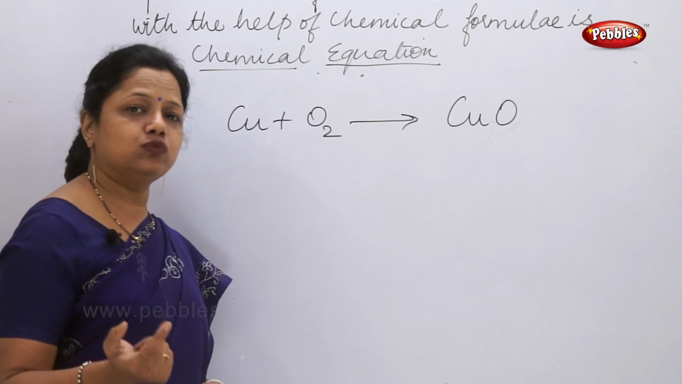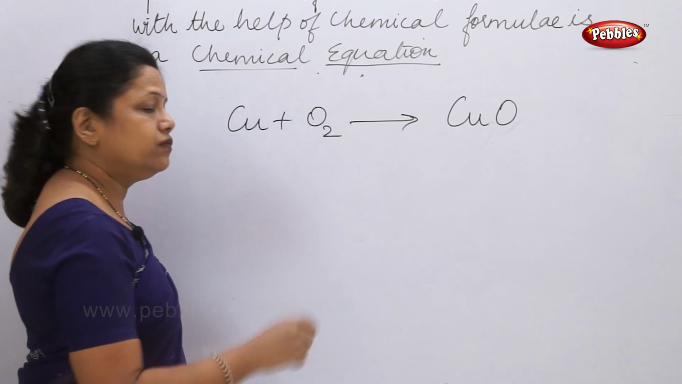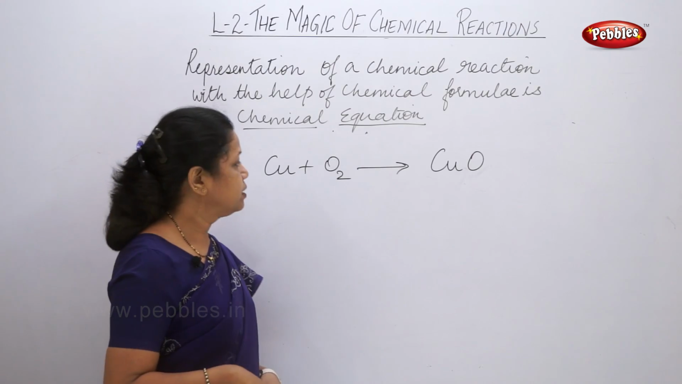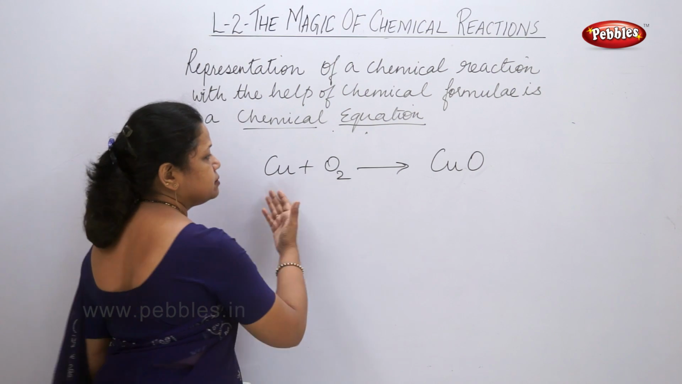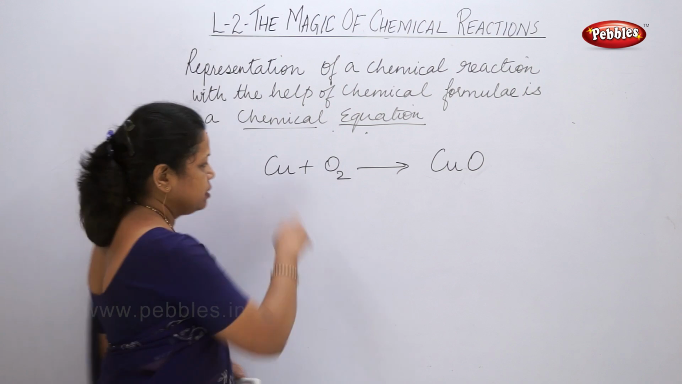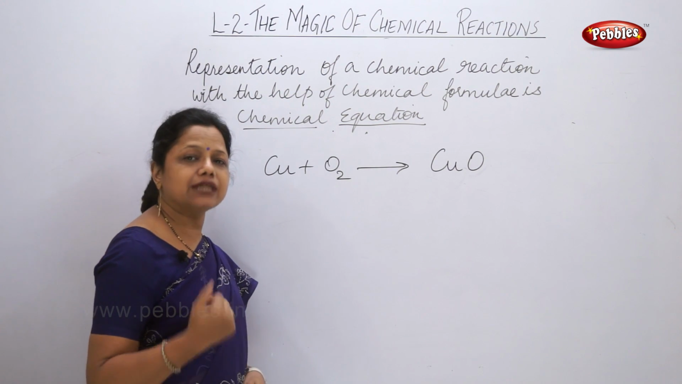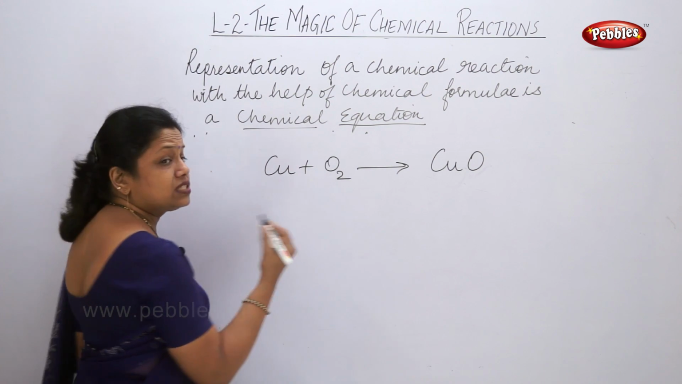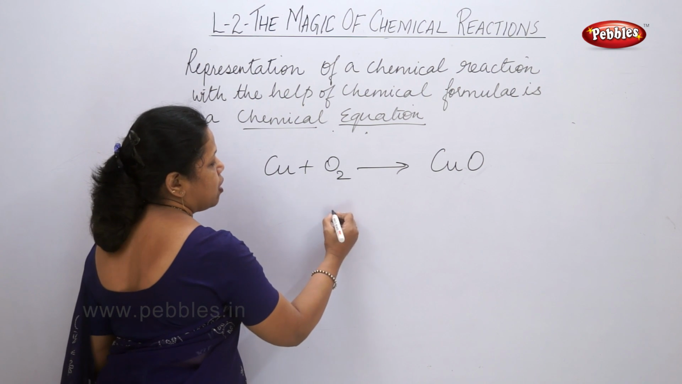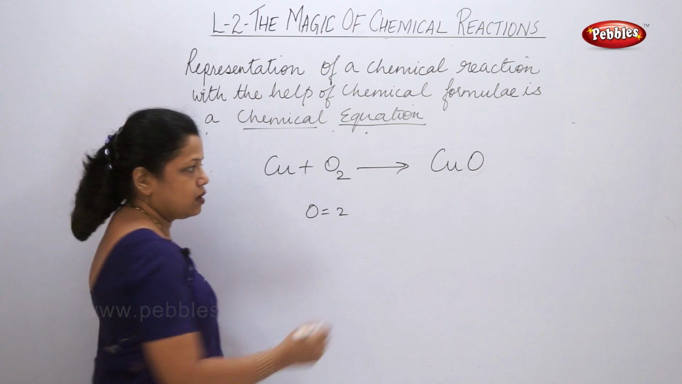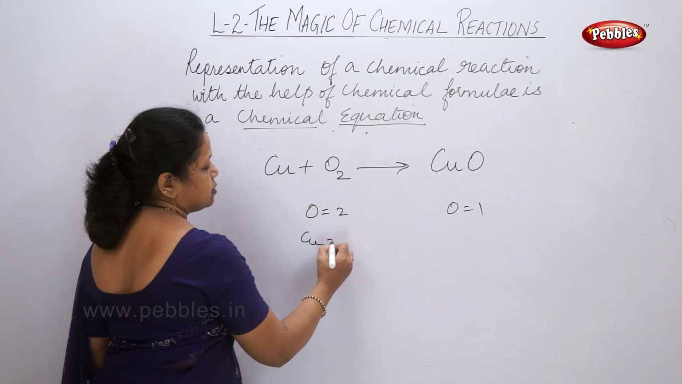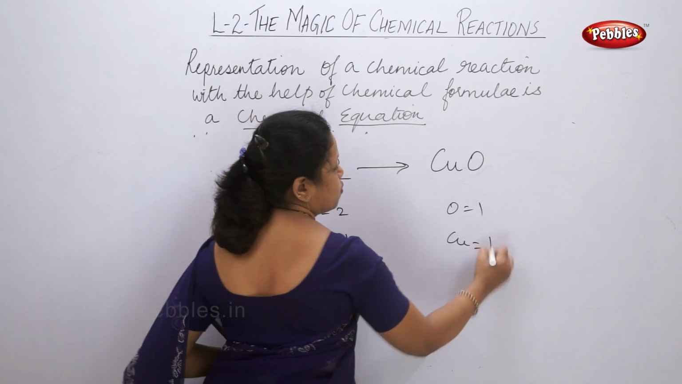So whenever we have to start balancing the equation, always start with the molecule having the maximum number of atoms. Maximum number of atoms means you can see in this reaction, oxygen is the only one which is having 2 atoms. Rest all have 1. So we can start with the oxygen. How to start? First step, count the number on the left side. On the left side, oxygen has 2 atoms. On the right side, oxygen has 1 atom. Copper has 1 atom and copper has 1 atom.